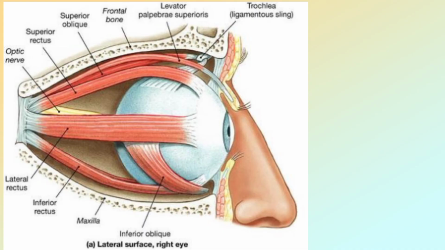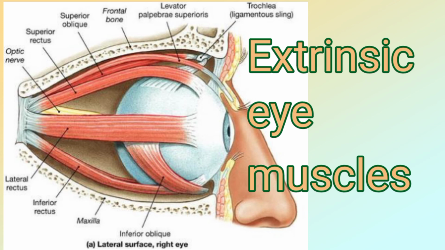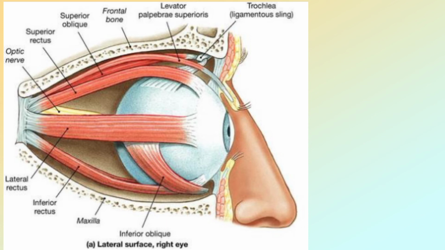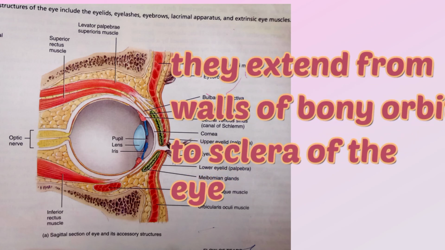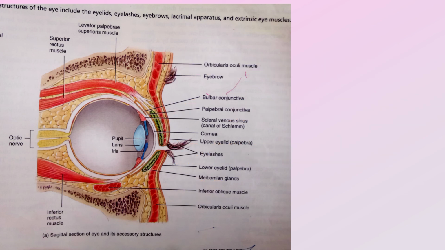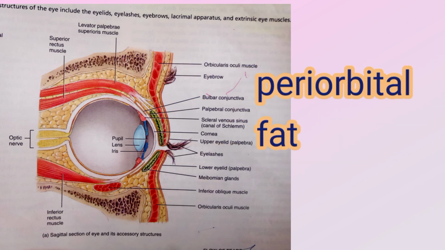Next, we will see the extrinsic eye muscles. The eyes sit in bony depressions of the skull called the orbits. The orbit helps protect the eyes, stabilize them in three-dimensional space, and anchor them to the muscles that produce their essential movements. The extrinsic eye muscles extend from the walls of the bony orbit to the sclera, that is the white part of the eye, and are surrounded in the orbit by a significant quantity of periorbital fat.